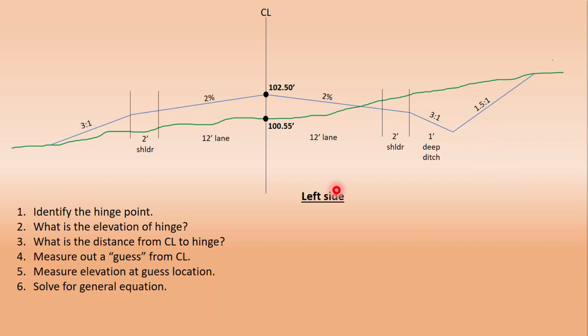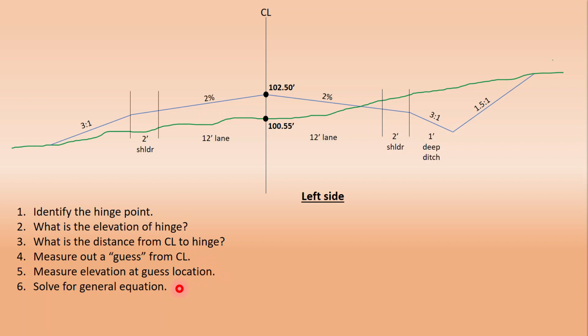So remember, these steps over here, these are the 6 steps in going through slope staking. First you want to identify what I call the hinge point of your cross section. You want to determine the elevation of your hinge point, and you want to know what the distance is from the center line out to your hinge point. Then you're going to measure a guess along the existing ground from the center line. You're going to measure the ground elevation at your guess, and then we're going to solve for the general equation.